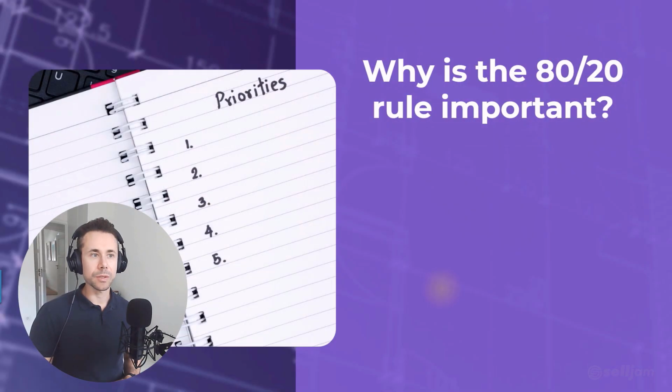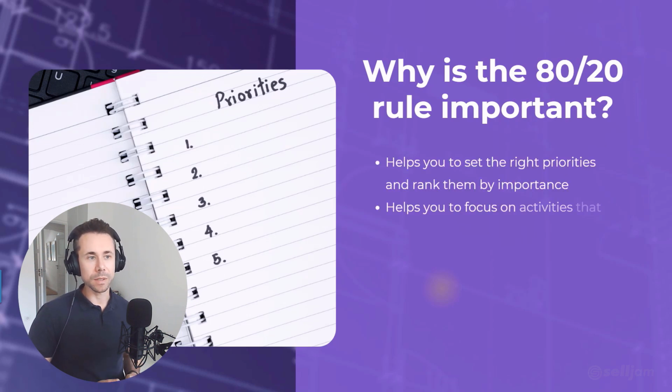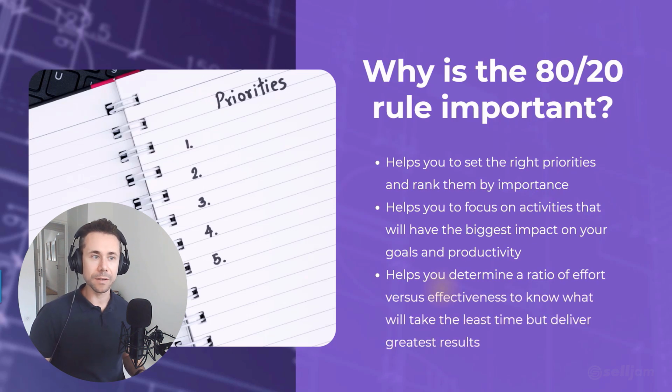Why is the 80-20 rule so important? It helps you to set the right priorities and rank them by importance. It helps you to focus on activities that will have the biggest impact on your goals and productivity. And another important one is it helps you determine a ratio of effort versus effectiveness to know what will take the least time but deliver the greatest results.